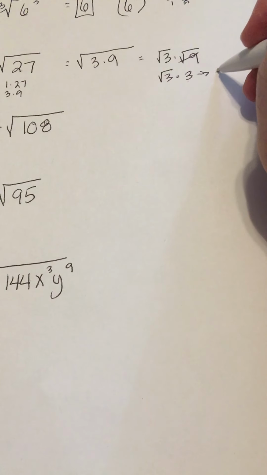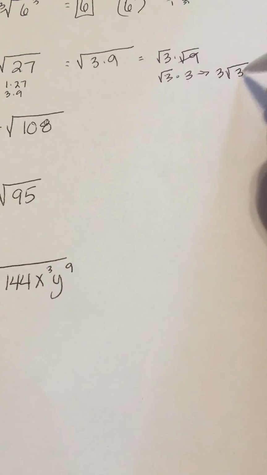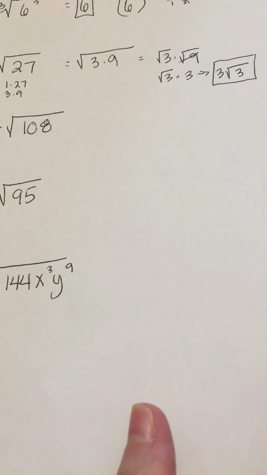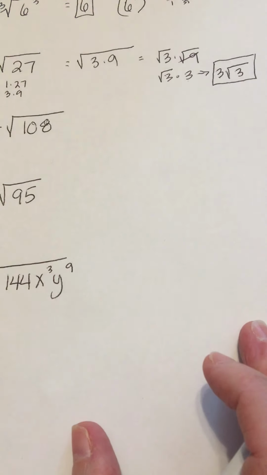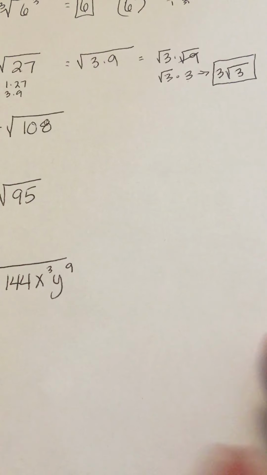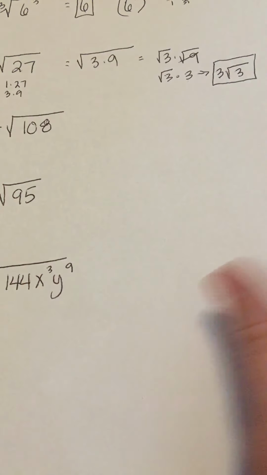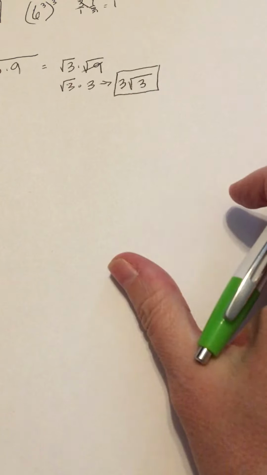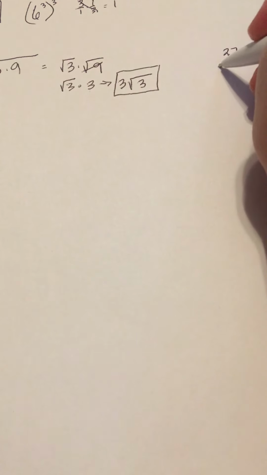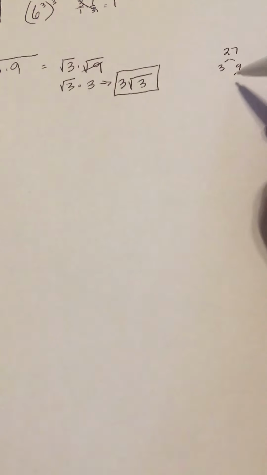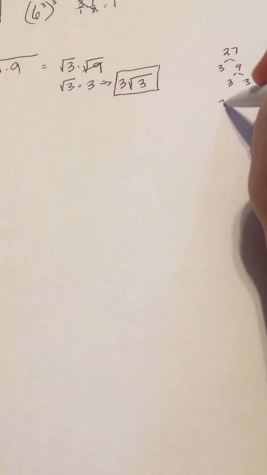So your answer would be 3 times the square root of 3, and you write it out like that. So that's just another way to do it. Again, she showed using the factor tree, and I'll even show you if you want to compare. She showed doing the factor tree, and that's 3 times 3 times 3.